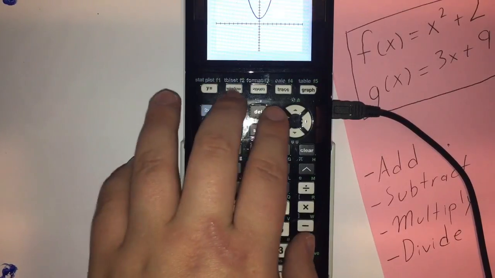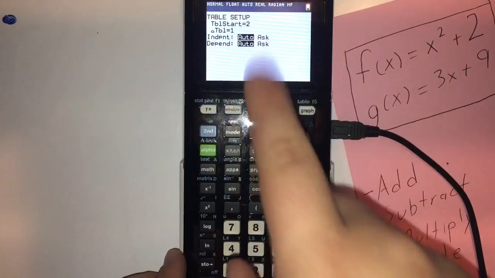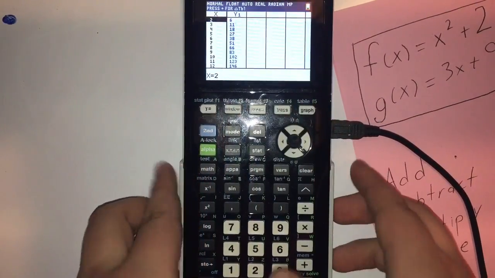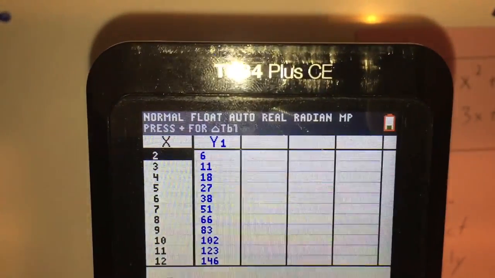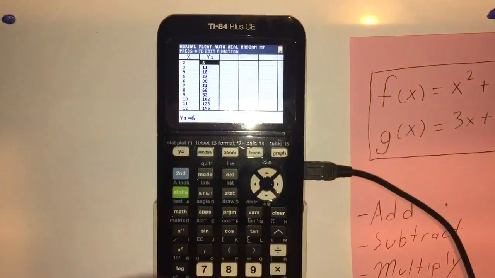Then we're going to go to second window, and you can see that I already have my table start at 2. Then we're going to go to second graph, and you can see right here that at x equals 2, our limit is 6. We're going to write that down.